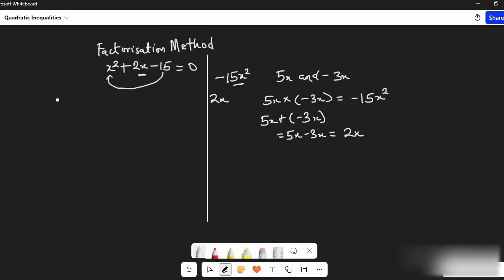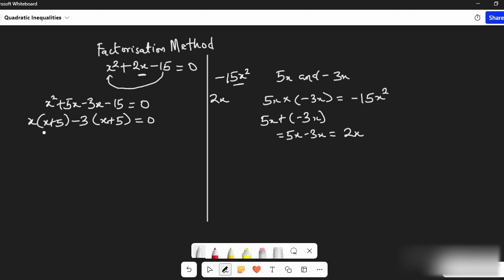Okay, so now we come here to the quadratic function and we write this as x squared plus 5x minus 3x minus 15 equals 0. Now remember, 5x minus 3x gives 2x here, and 5x times minus 3x gives minus 15x squared, as we have shown here. Now, next thing to do will be to factorize. We simply say x into x plus 5 minus 3 into x plus 5 equals 0.